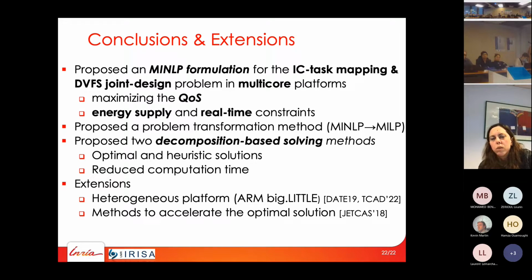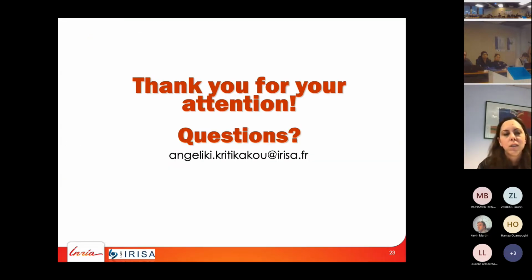Regarding the extensions of this work, we have extended it to heterogeneous platforms. Here, we also took into account task migration, which has not been taken into account in the work that I have presented. Also, in the ZCAS paper, we have proposed a method to accelerate the optimal solution. Plus, we have added tasks with dependencies, because in these slides we have seen the results and the approach for independent tasks. Okay, that's all from my side. Thank you for your attention.